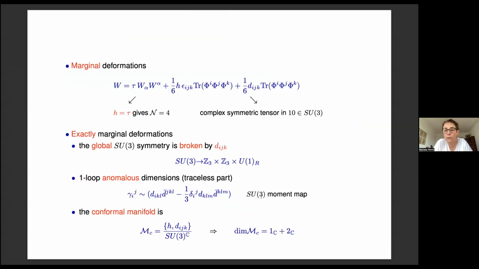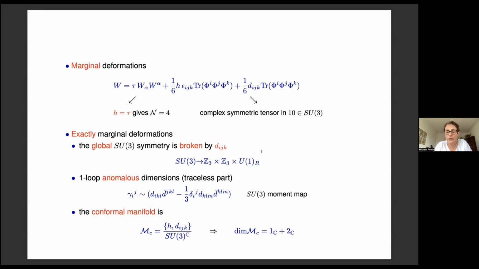Now we can deform the theory, and a priori we can deform it by not imposing the relation between the gauge coupling tau and the superpotential coupling h, which is enforced by N=4. And we can also add an extra superpotential deformation, which is a symmetric product of the three chiral superfields, and so the coupling transforms in the 10 of SU(3). So introducing this coupling breaks the SU(3) global symmetry to a discrete subgroup, and we're only left with a continuous U(1) R symmetry.